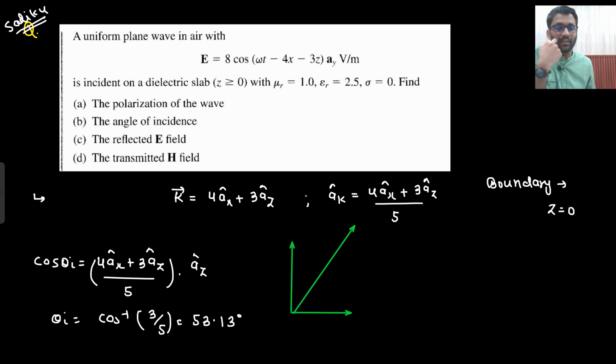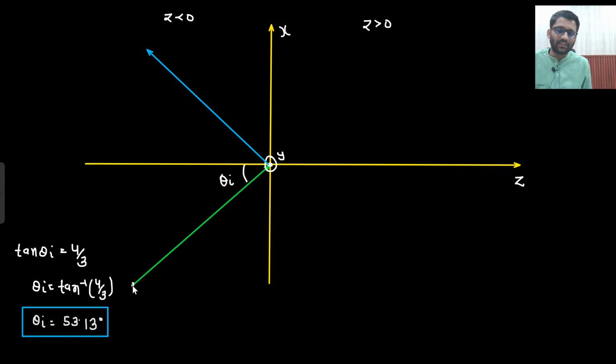Now let's see where my electric field is. My electric field is in y direction. So the electric field is in this direction. So my incident electric field is in y direction. Is that clear to you? So this is my incident electric field. So which kind of polarization is that? Perpendicular polarization.